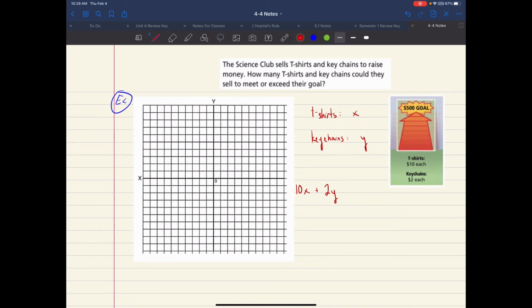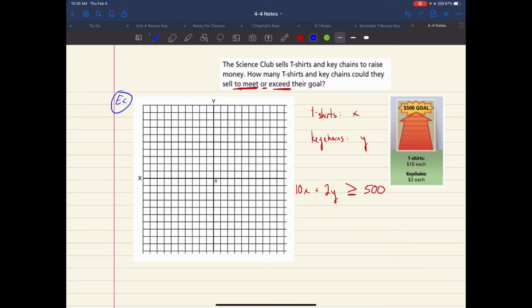Anytime you see something that says, how many could they sell to meet or exceed? It's not saying to equal 500. So this one's giving you, you can either get 500 or more. So we want whatever 10x plus 2y is to be greater than or equal to 500. Greater than or equal is like saying at least. So we're saying we need at least 500. And that's our inequality.